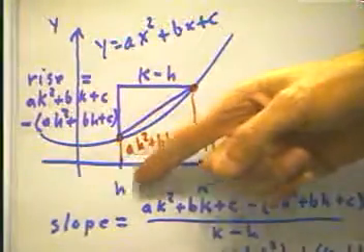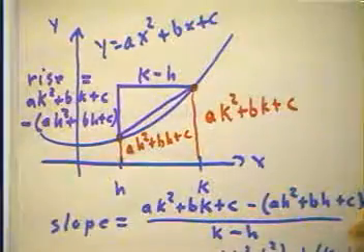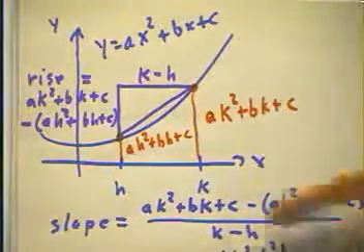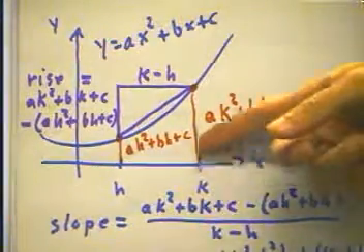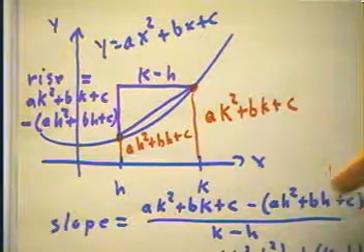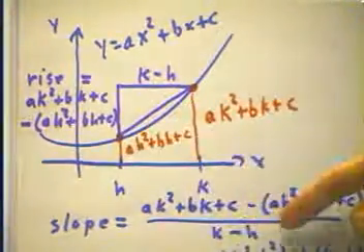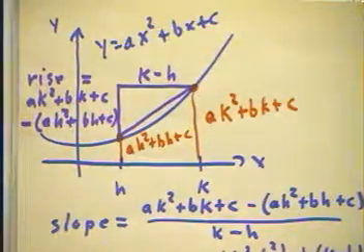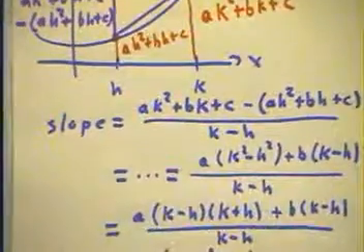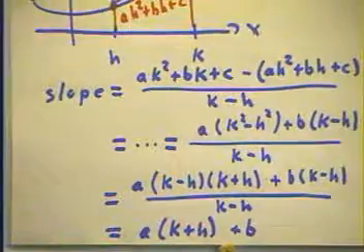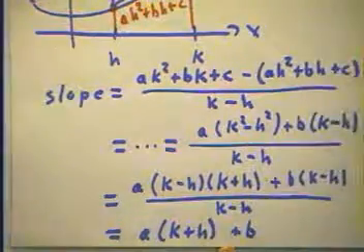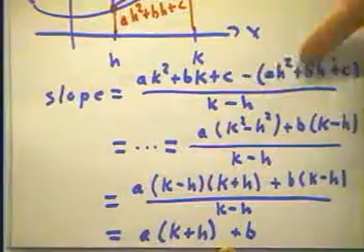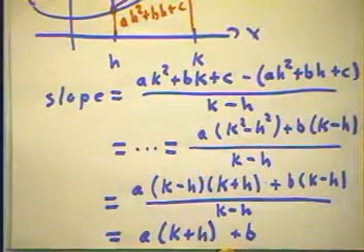The run is going to be from h to k, that's just k minus h, so the slope is what we see here. The altitude at x equals k minus the altitude at x equals h, divided by k minus h. Now it turns out that we can do some simplification with this, so let's just look at what we get. First place, when we subtract these off, the c's will subtract off, we'll end up with no c.